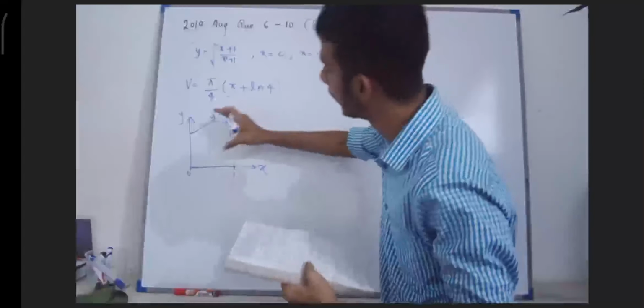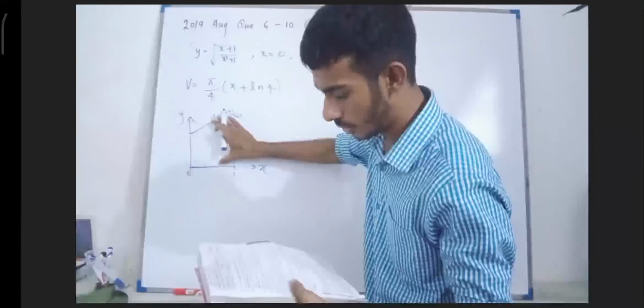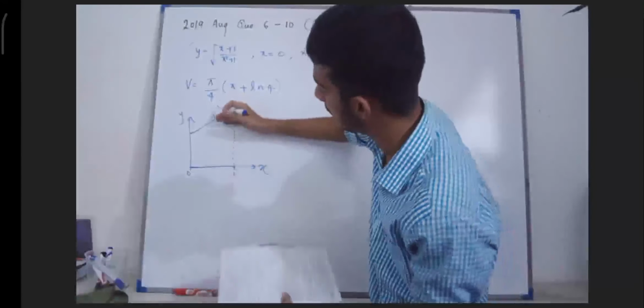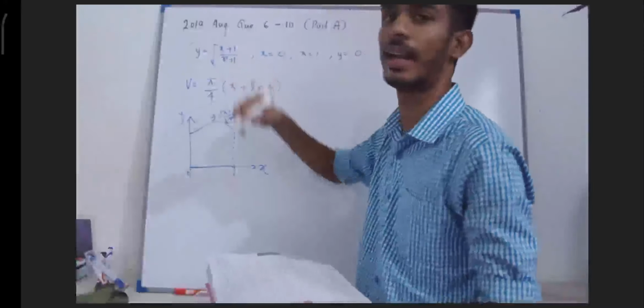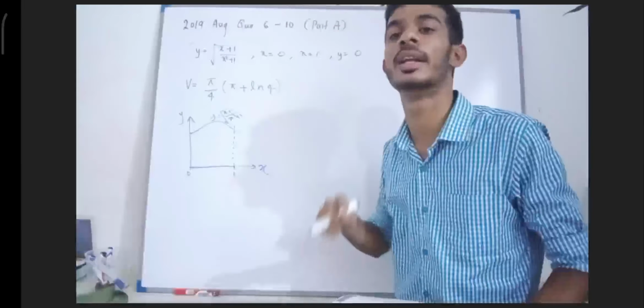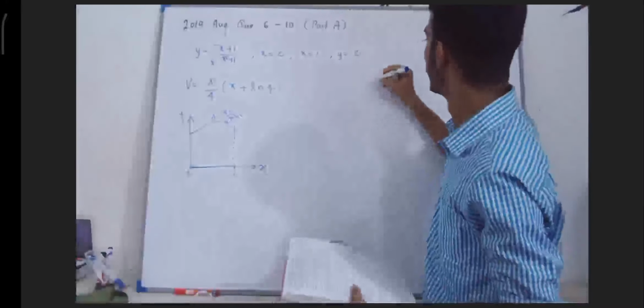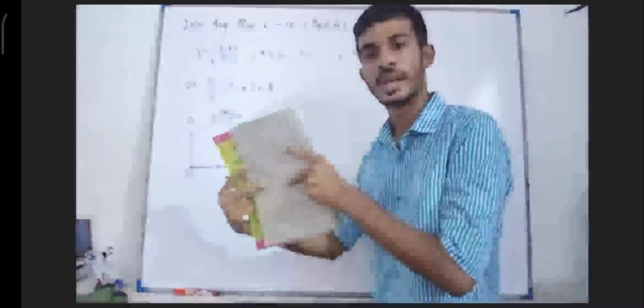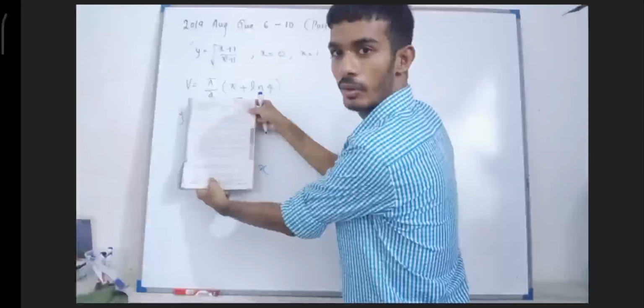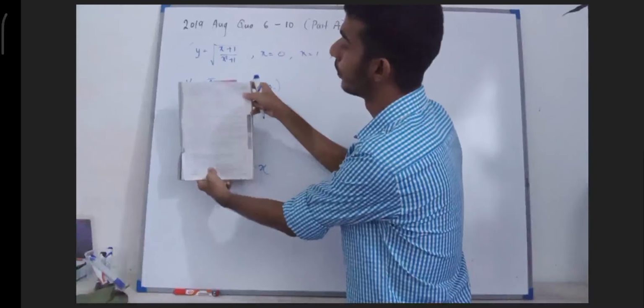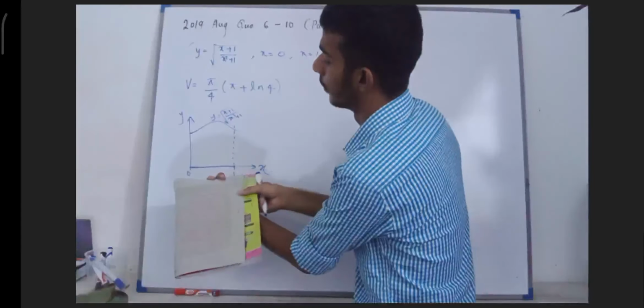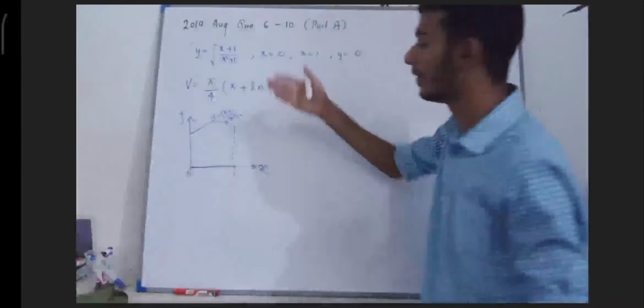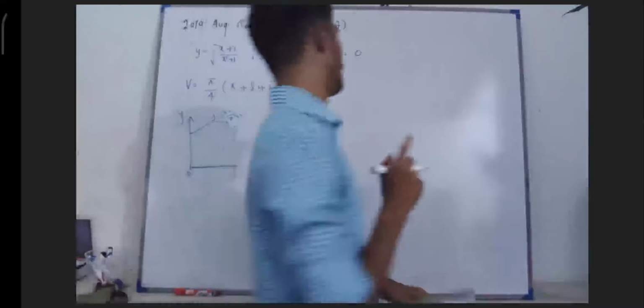Now if you read continuously, this region is rotated about the x-axis through 2 pi radians. So it will generate a solid object. For example, if I rotate this book through 2 pi radians, I will get a 3D figure. So I have to find out the volume of that 3D figure.